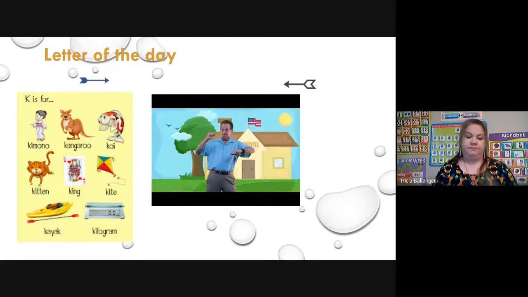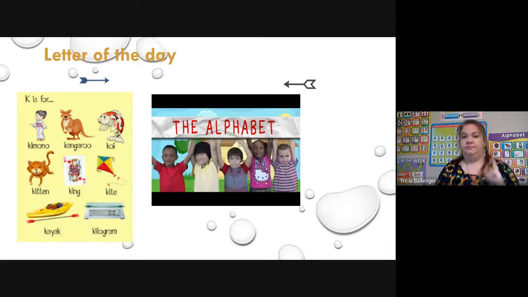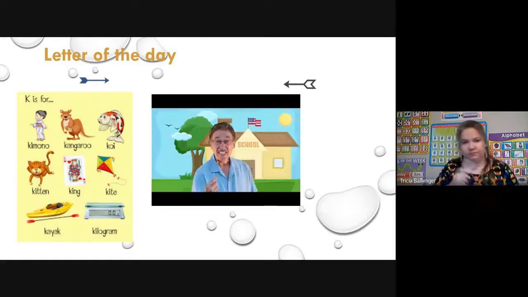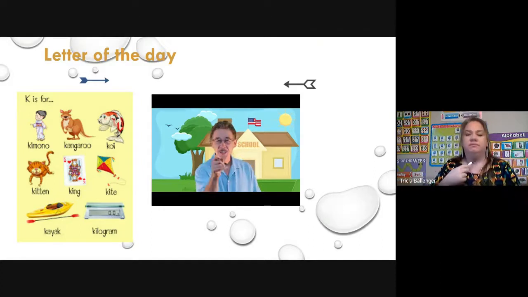Get ready, get set, let's learn about the alphabet. Letter K is a consonant, and it has a sound. Letter K is a consonant, and it has a sound. I say the K sound. You use the back of your throat. Now you say the K sound.